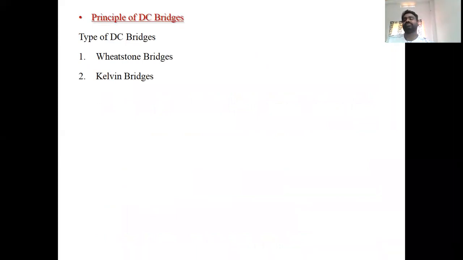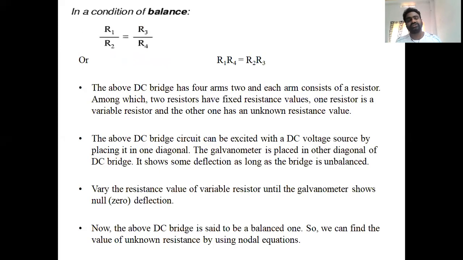Two types of DC bridges are familiar: one is the Wheatstone bridge and the second one is the Kelvin's bridge. So before we discuss these bridges, from this expression, how can we calculate the unknown resistance?